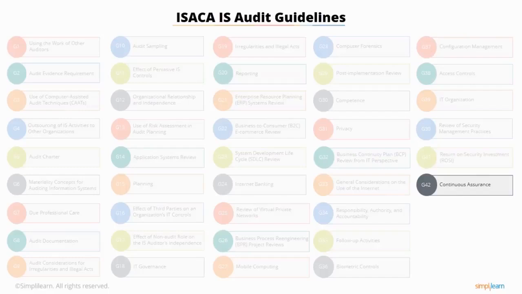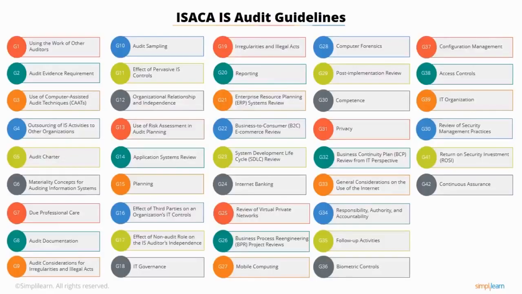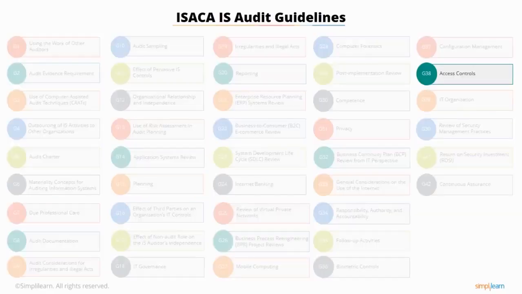Continuous assurance, G42. Even if your audit shows that everything meets standards, are we sure it will still meet standards a week from now, a month from now, any time period between now and the next audit? G38, access controls. Those are always a common point to check during your audit.